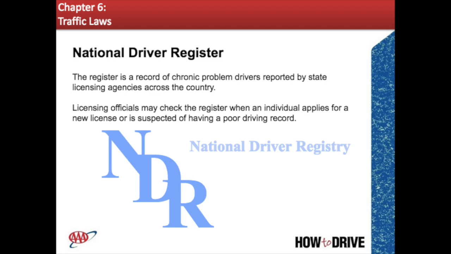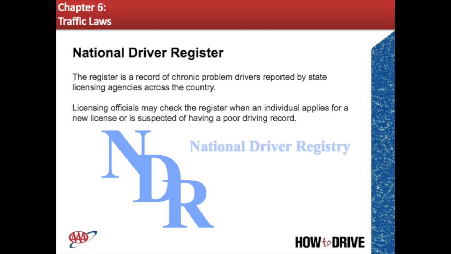The United States Department of Transportation has established a system called the National Driver Register. The register is a record of chronic problem drivers reported by state licensing agencies across the country. Licensing officials may check the register when an individual applies for a new license or is suspected of having a poor driving record.